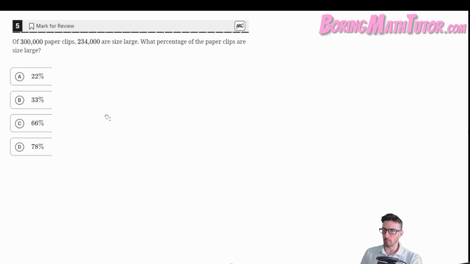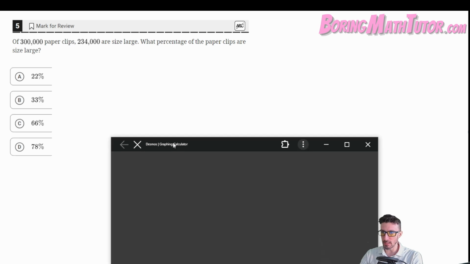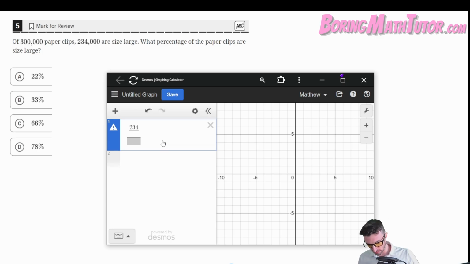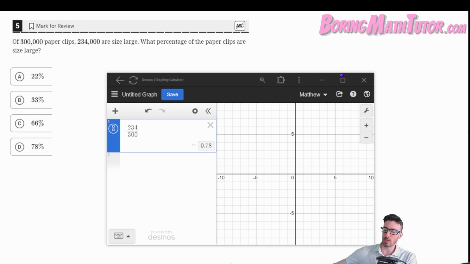Of 300,000 paper clips, 234,000 are size large. What percentage of paper clips are size large? This is a pretty easy problem. All you need to do is set up a fraction, and in this case I know that they both end in 1,000, so I'm actually just going to set up 234 divided by 300, and that's it. Now that's 0.78, which is the same thing as 78%. That problem was stupid easy.